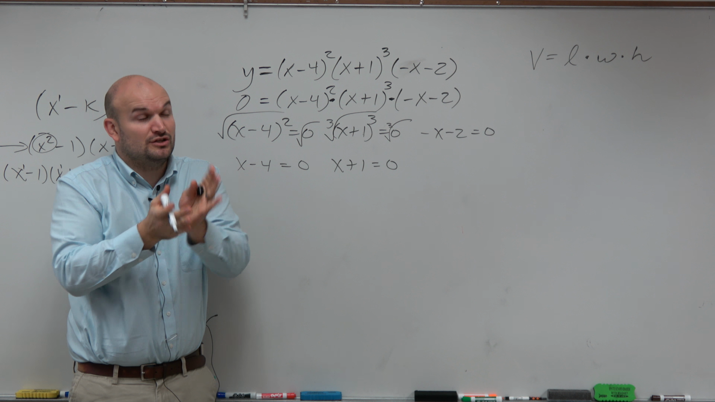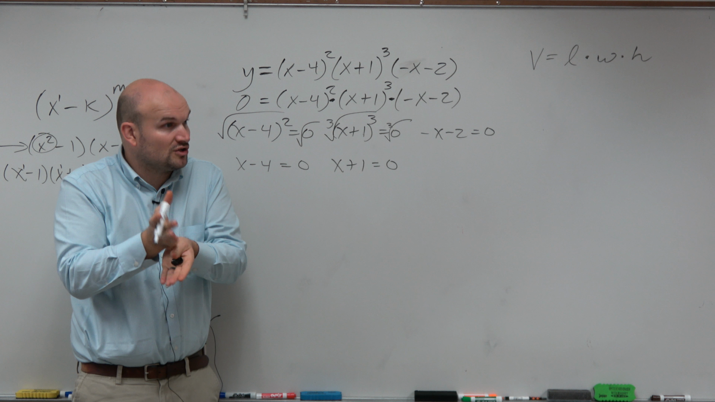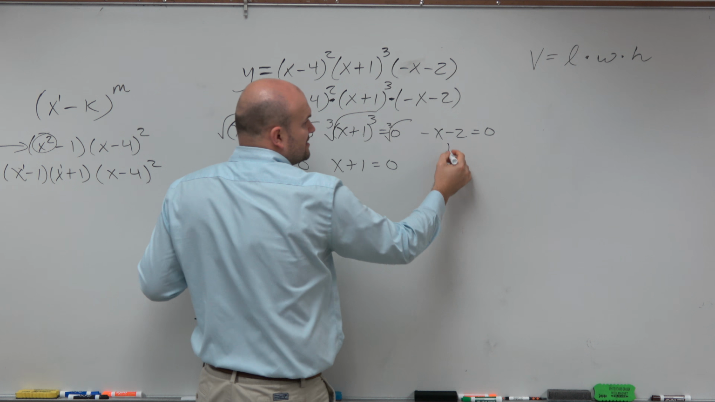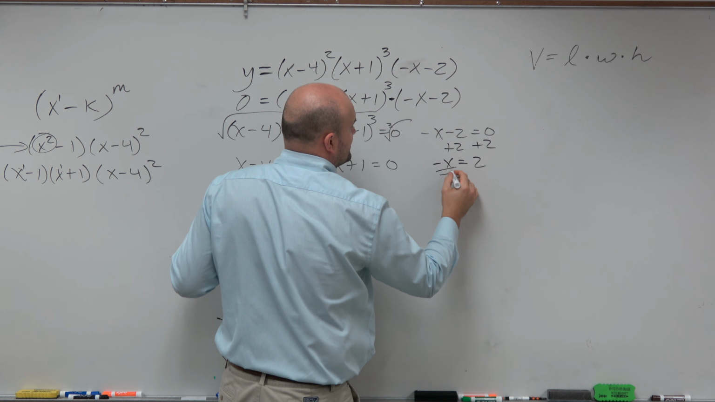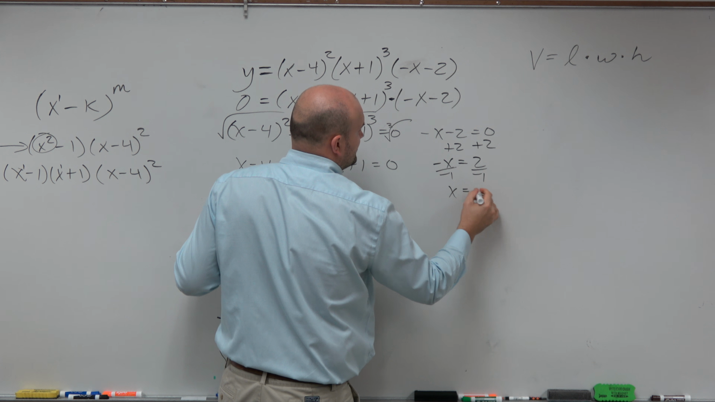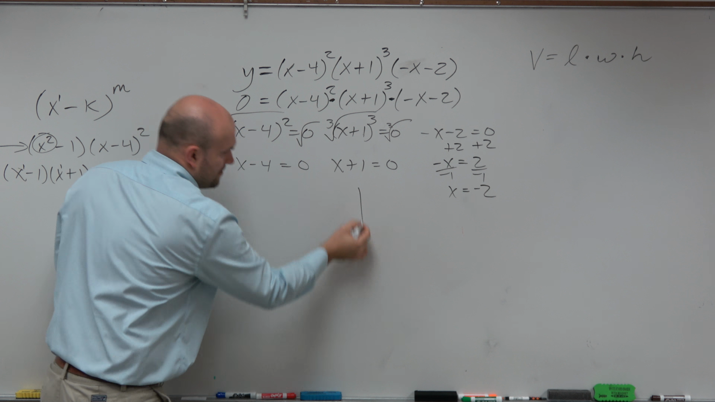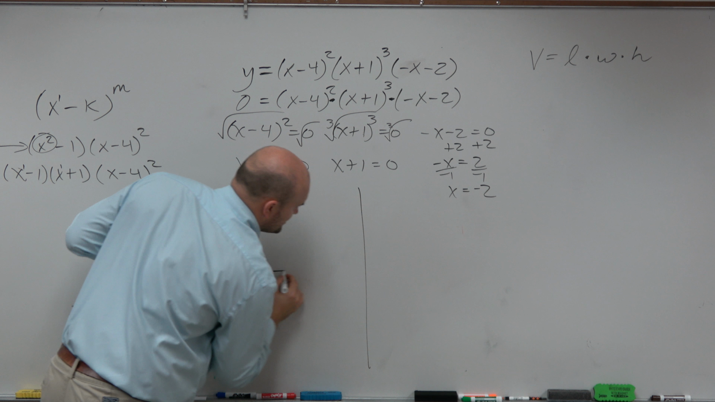The only thing we need to care about is the multiplicity. Does it bounce or does it cross? And then here, this is where we've got to be careful, because this negative changes it. So even though we're adding 2, we get negative x equals positive 2, negative 1, x equals negative 2. So let's actually graph this.